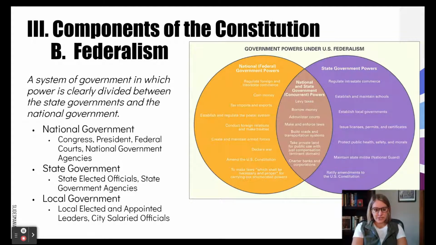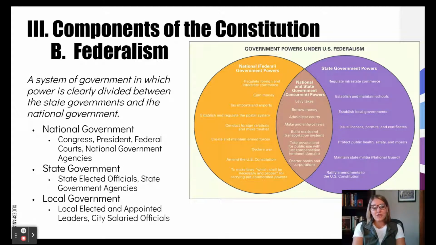So let's discuss federalism, one of the most important components of the Constitution. This is the system where power is going to be divided between the national government and the state governments and also local governments. But there are some powers that are also shared. These are going to be called concurrent powers. So things like levying taxes. Levying taxes under the Articles of Confederation was basically solely held by state governments.